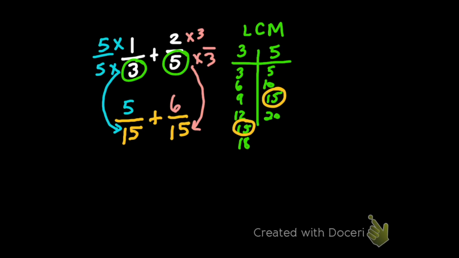Now that I've renamed my numerators, I can add them together to find a more accurate number because my parts are the same. 5 plus 6 is 11. And my denominator does not change because I'm working with the same part. Now, we tried adding. Let's go to subtracting.